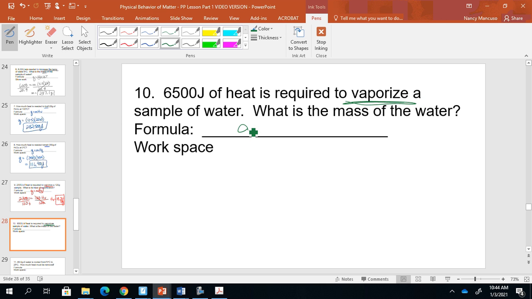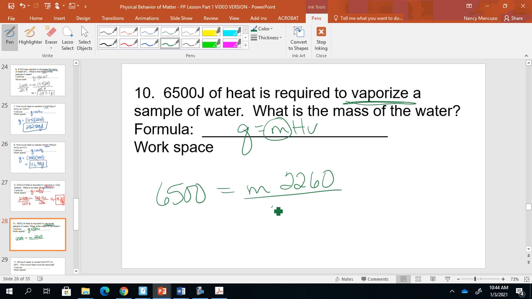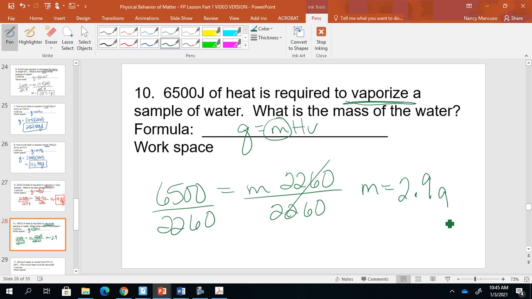All right, 6,500 joules of heat is required to vaporize a sample of water. What is the mass? All right, Q equals MHV, because I have vaporizing in here. This time I'm going to solve for the mass. So Q is 6,500 equals M times HV, and HV for water is 2260. So divide this side by 2260, divide this side by 2260. These cancel out. M is going to equal 6,500 divided by 2260 equals 2.9 grams, rounding to the 10th place.